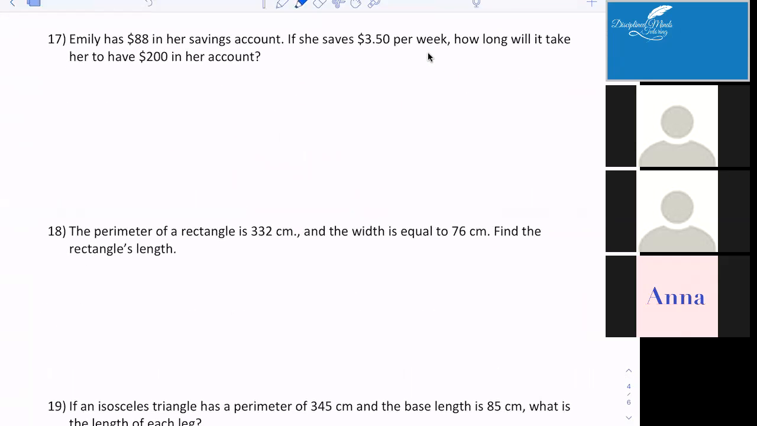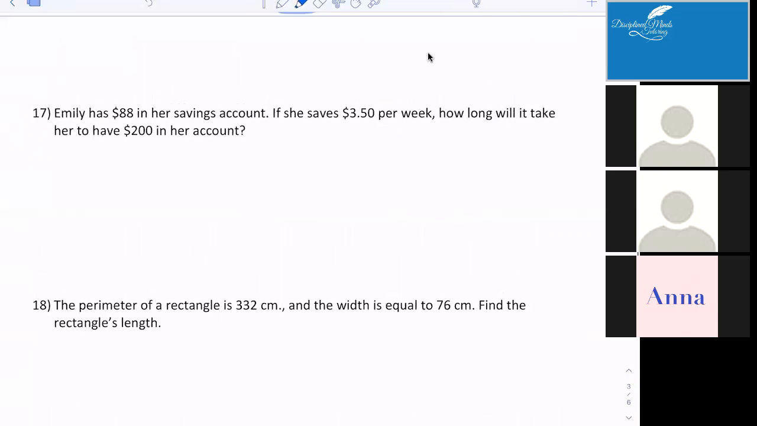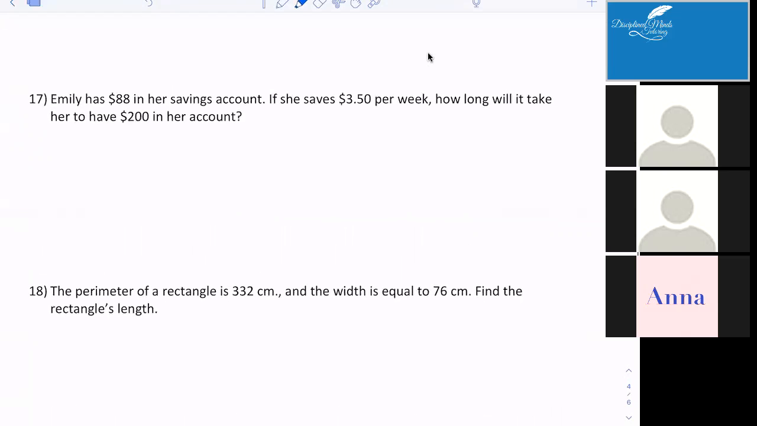Emily has $88 in her savings account, and she saves $350 per week. How long will it take her to have $200 in her account? Okay, so now again, if you can't read it, we'll pull it down. Go ahead, tell me what the equation is. 88 plus 3.50x equals 200. Thank you. Stop right there so I can get everybody on board.